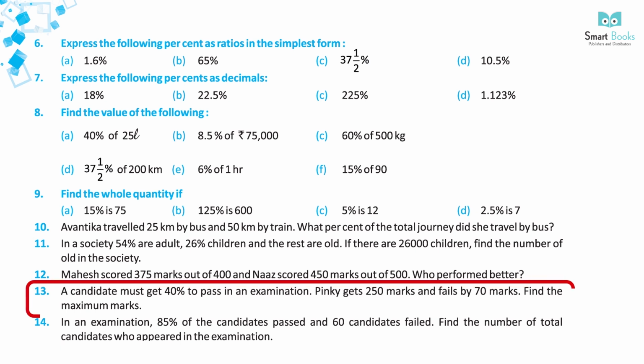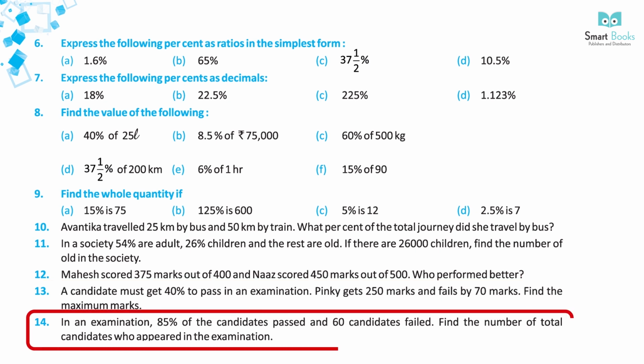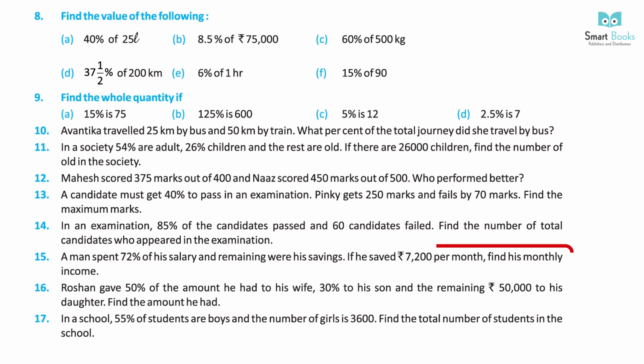Question 13. A candidate must get 40% to pass in an examination. Pinky gets 250 marks and fails by 70 marks. Find the maximum marks. Solution 800 marks. Question 14. In an examination, 85% of the candidates passed and 60 students failed. Find the number of total candidates who appeared in the examination. Solution 400 candidates.